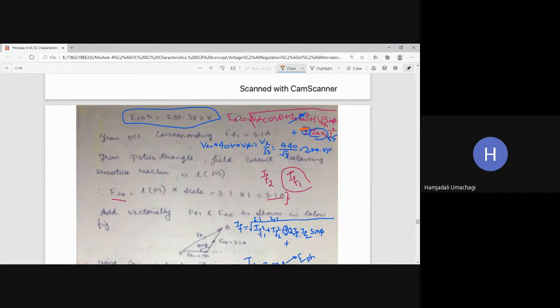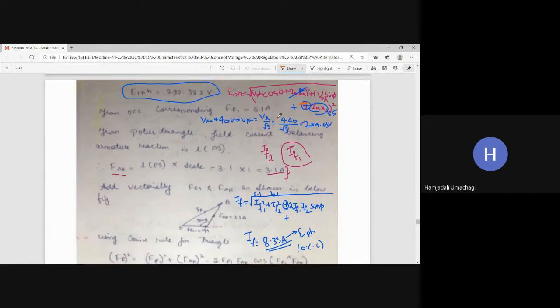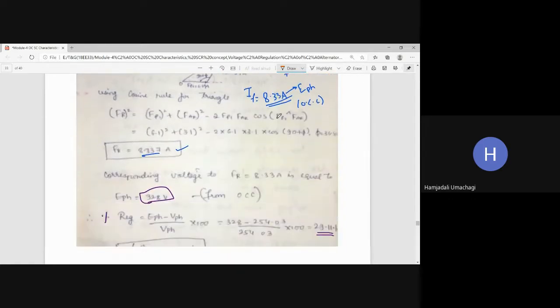So in order to find IF1, calculate E1PH using the formula E1PH is equal to square root of (V phase cos phi plus IARA) whole square plus (V phase sin phi minus IA into XL) whole square. Substitute all the values. V phase is 254.03, cos phi is 0.8. Since RA is not given, we are treating it as negligible, that is IRA drop is 0. V phase once again 254.03, sin phi is 0.6, minus IA into XL is 55. So tell me the answer for E1PH now, taking minus in place of the plus sign.